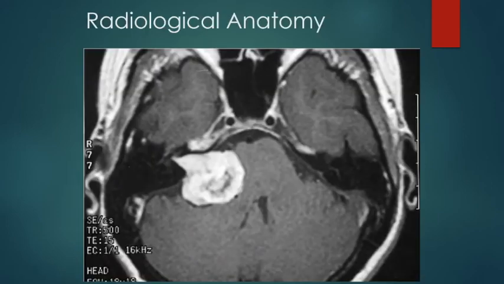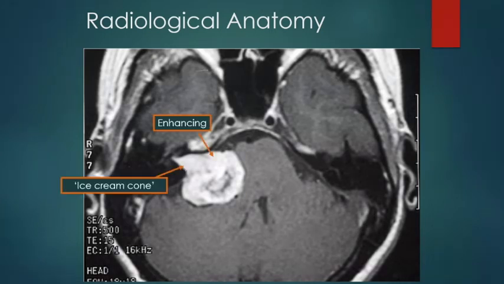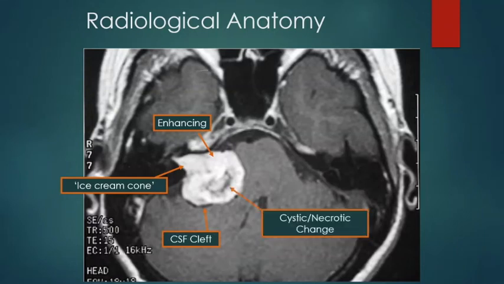Now, this is a classic case which can be considered for fractionated stereotactic radiotherapy, or a long 25 fractions or 30 fractions. Because this is large in size, this is a Koos 4, it has compression of the midbrain, it has extensive extension into the internal auditory meatus and internal auditory canal. The classic things are enhancing, ice cream cone appearance, there's a CSF cleft telling that it's extra-parenchymal or extra-axial, you have cystic or necrotic changes, and you have compression of the midbrain. This is the classic kind of case which we'll think of using for fractionation.